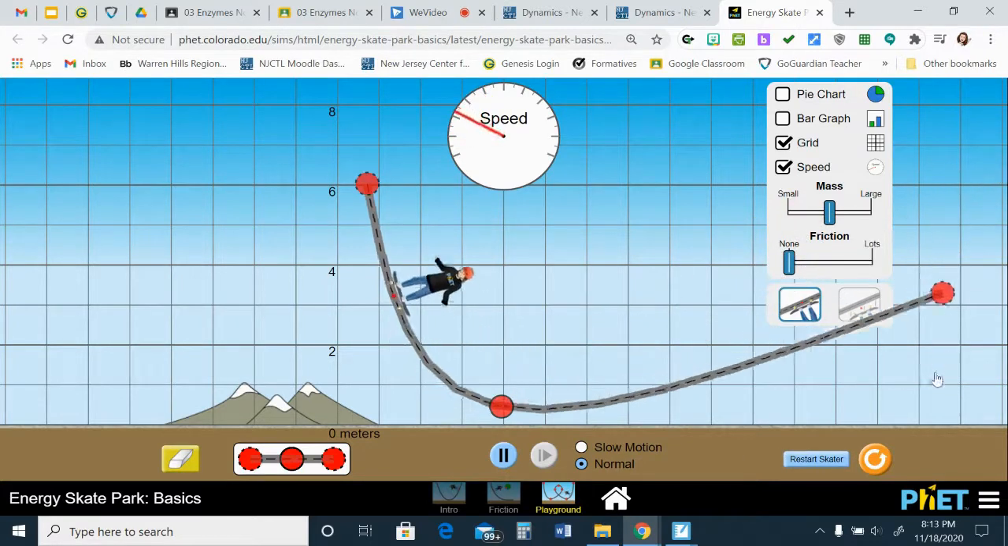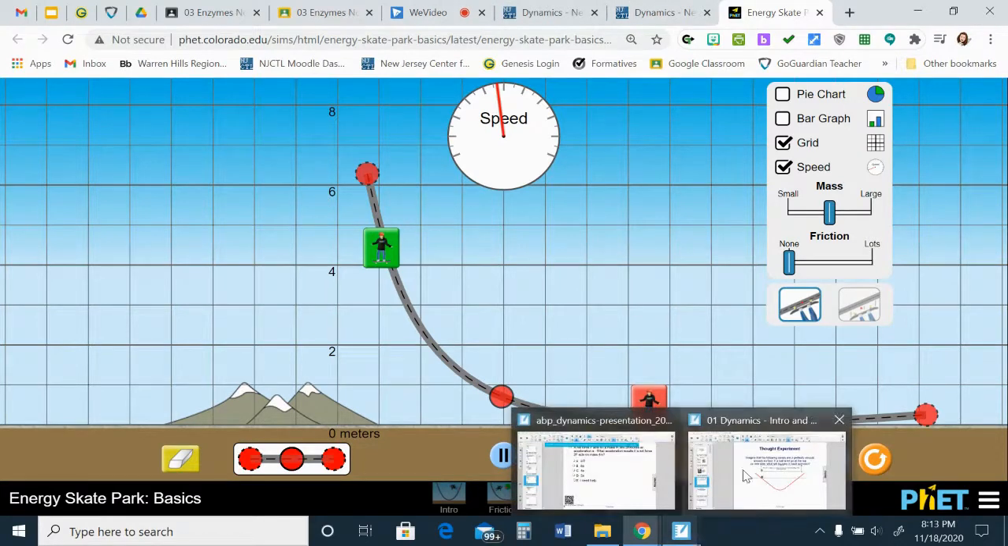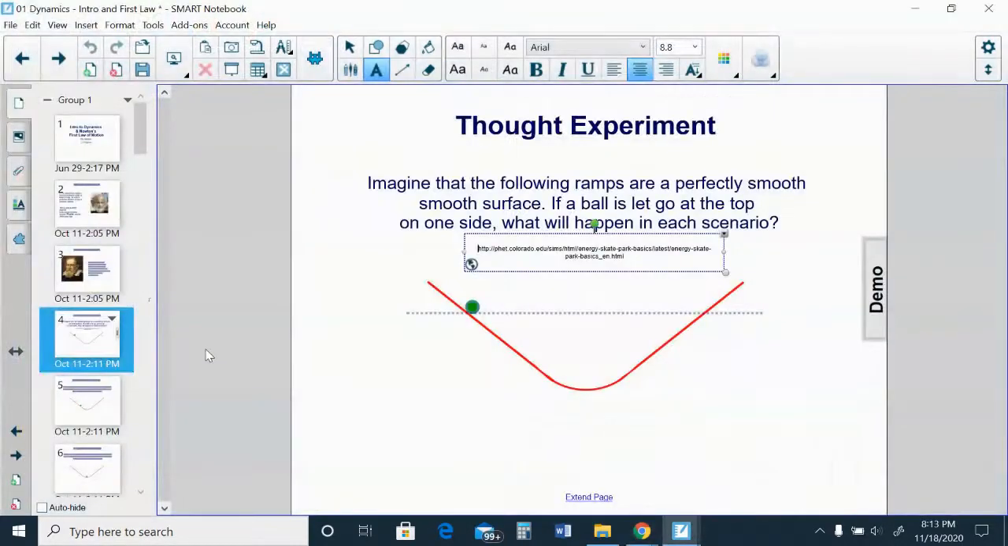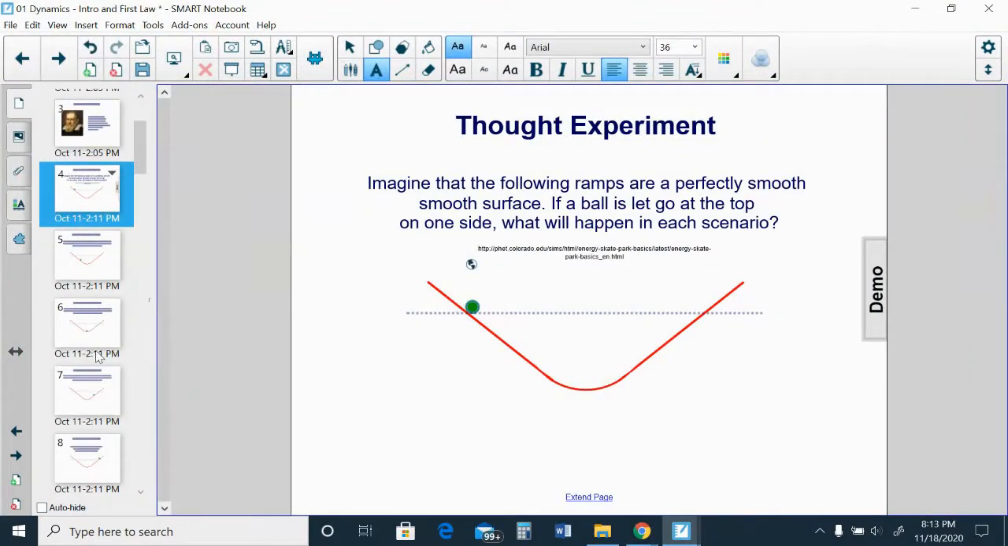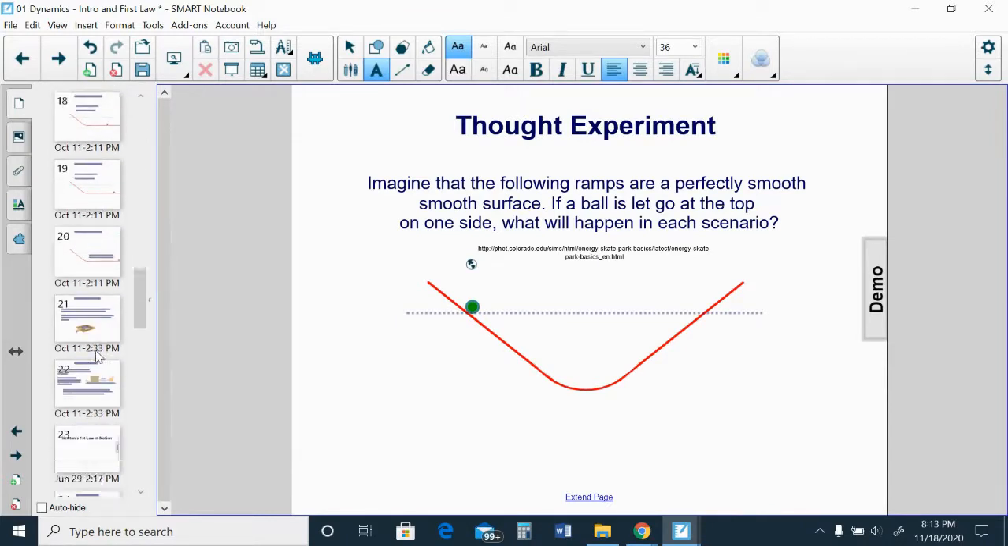All right, now what's going to happen if I just lay this flat? All right, we can't see her anymore, but we can see her speed meter, and she is still going the same speed. She's going at a constant rate of speed here, and nothing is stopping her because of friction. Okay, so let's reflect on that for a moment. That is similar to the thought experiment that Galileo proposed about 400 years ago. So let's go take a look.